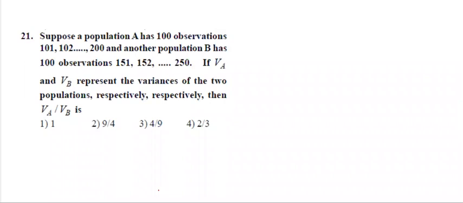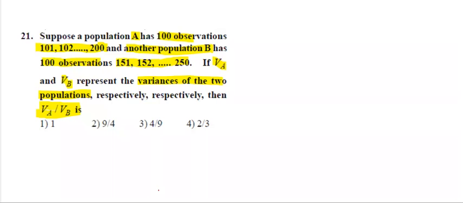Suppose a population A has 100 observations. Those are 101, 102, and so on up to 200. And another population B has 100 observations, 151, 152 up to 250. VA and VB represent the variance of the two populations. Then VA divided by VB.